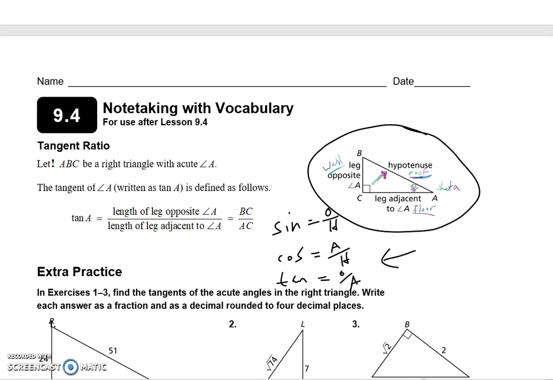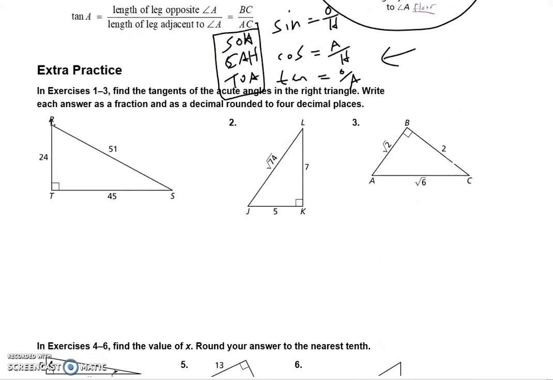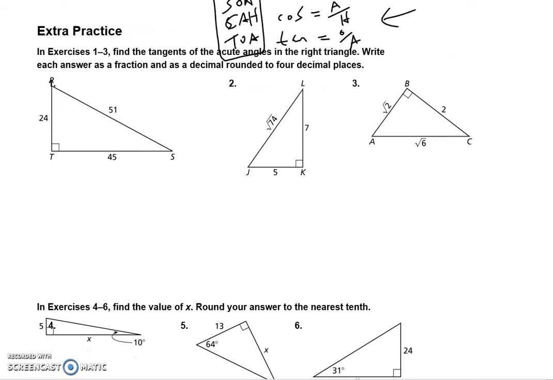So the shorthand way to write this: sine is opposite over hypotenuse, cosine is adjacent over hypotenuse, and tangent is opposite over adjacent. This is a shortcut that we use with this. Looking at these examples, we're just doing tangent. So tangent is the TOA. Tangent is opposite over adjacent. That's the tangent ratio.